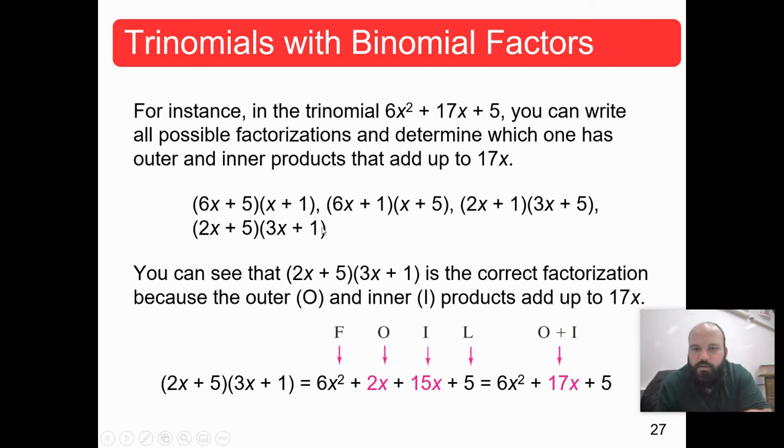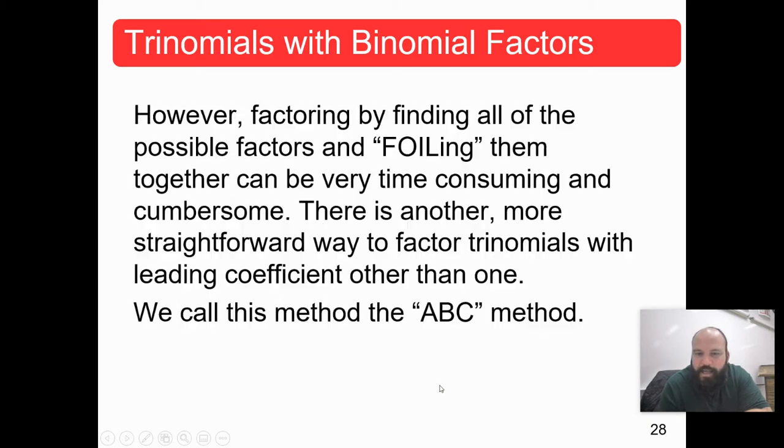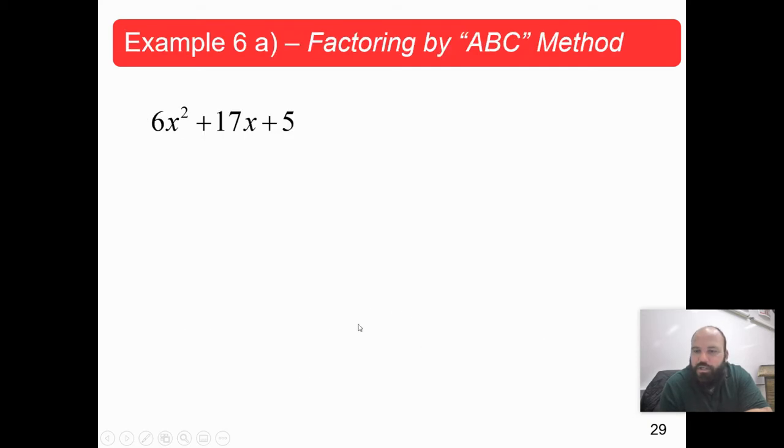So there's an easier way. Rather than writing all of these out and figuring out which one works, we're going to use something called the ABC method. And the ABC method, in a nutshell, has us split the center term and then factor it by grouping. But we have to figure out how to split the center term. So that's what I'm going to show you now.